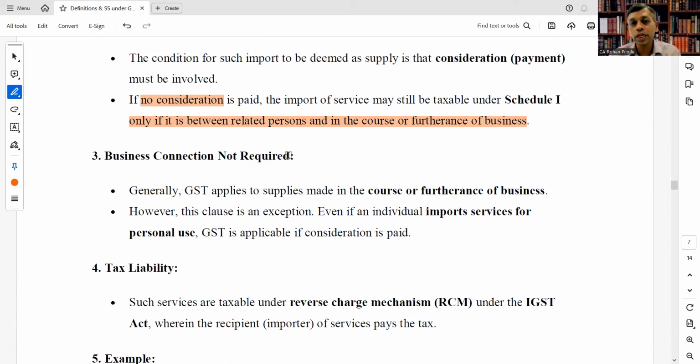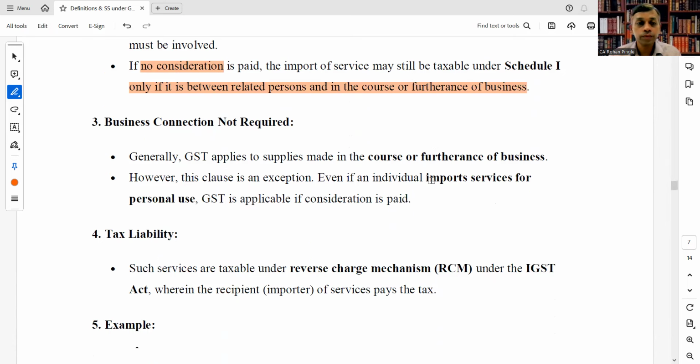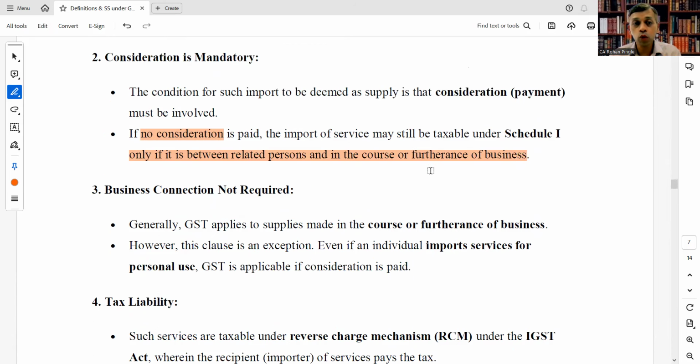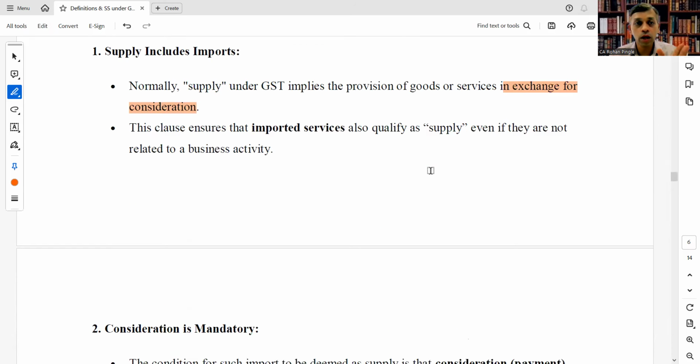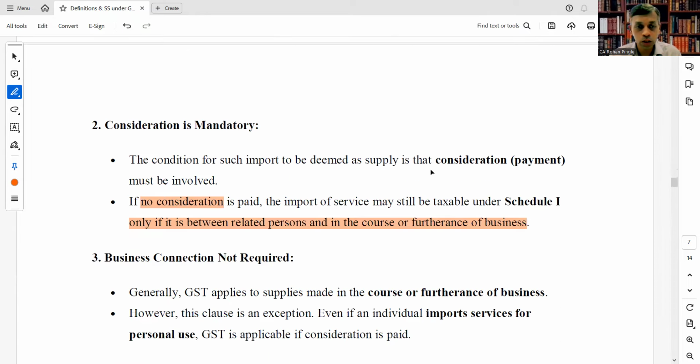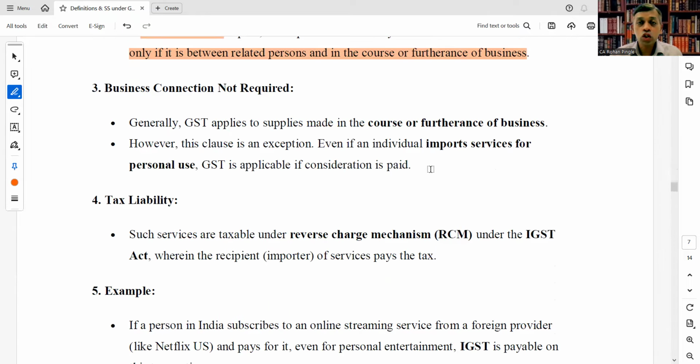Whenever there is no consideration, we have to check whether the supply is taxable under Schedule 1, that is, if it is between related persons and in the course or furtherance of business, then it will be taxable. Business connection is not required. Generally, we are learning import of service. Be careful, we are learning all these parts under the import of service. Okay, business connection not required.